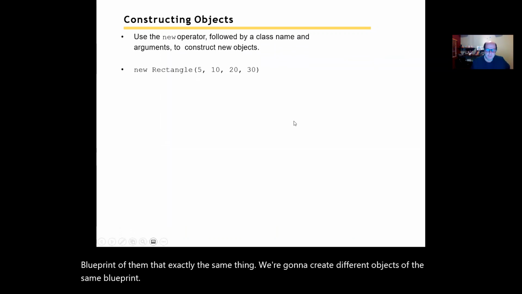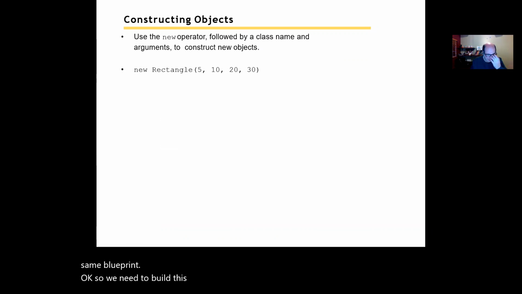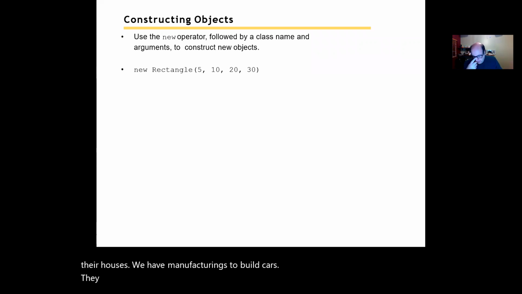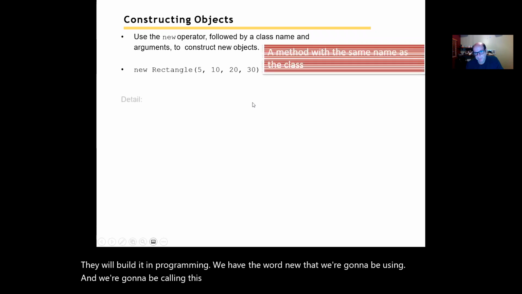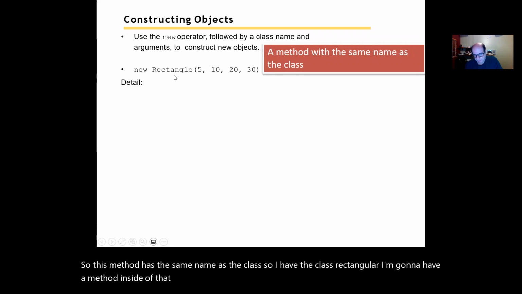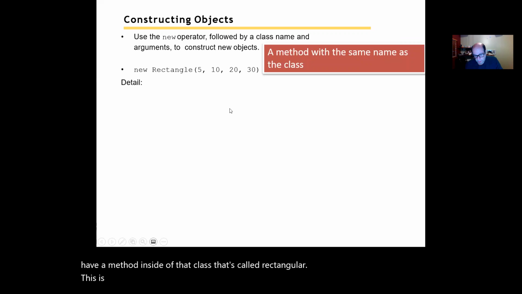Okay, so we need to build these objects. In real life, we're going to have some builders to build the houses. We have manufacturing to build cars. So they will build it. In programming, we have the word new that we're going to be using, and we're going to be calling this method. This method has the same name as the class. So I have the class rectangular. I'm going to have a method inside of that class that's called rectangular. This is called a constructor.